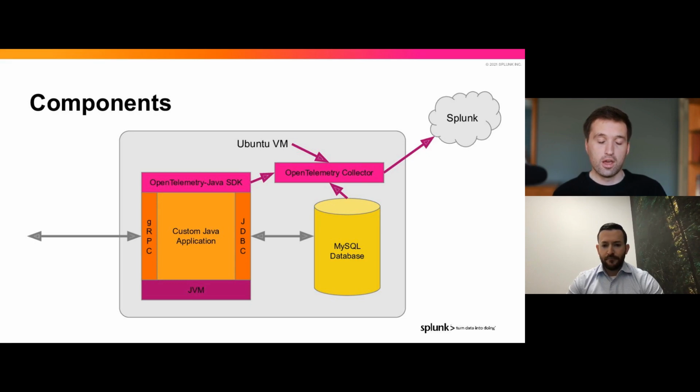Next, we need to actually get data out of our custom Java application. And so in this case, we've chosen to use the OpenTelemetry Java SDK. So we link this SDK to our application, we instantiate it. We also bring in some instrumentation. So these are packages that you can bring in with the SDK that are specific to the technologies that you're using. In this case, we would want instrumentation for gRPC, because we're using that to communicate with our other services, as well as for JDBC, which is how we communicate with the database.